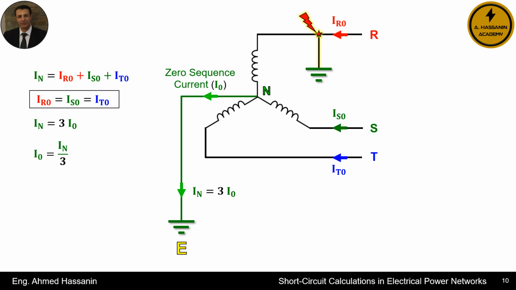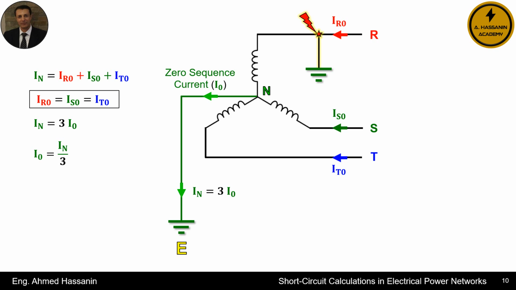This means that the neutral line current in the case of earth faults or ground faults is 3 times the zero sequence current, or in other words, the zero sequence current is equal to the neutral line current divided by 3. It is known that the zero sequence currents are equal in magnitude and direction, meaning that the zero sequence current for phase R equals that for phase S and for phase T. Therefore, we say that their sum is 3 times the zero sequence current.